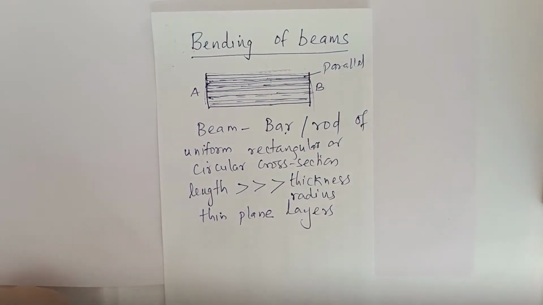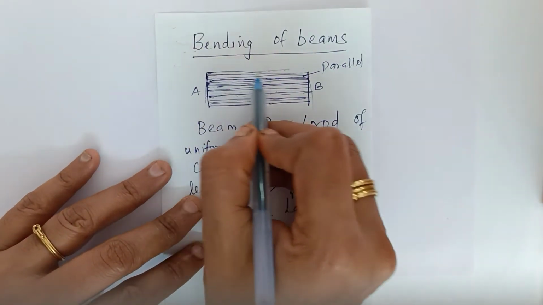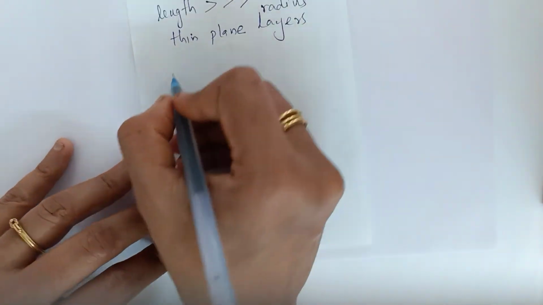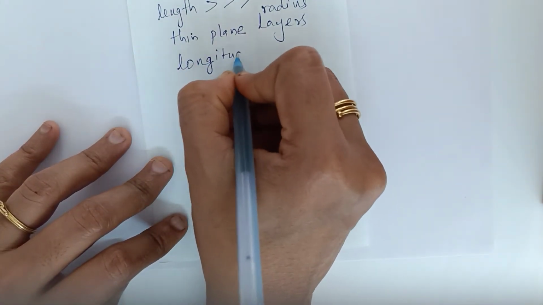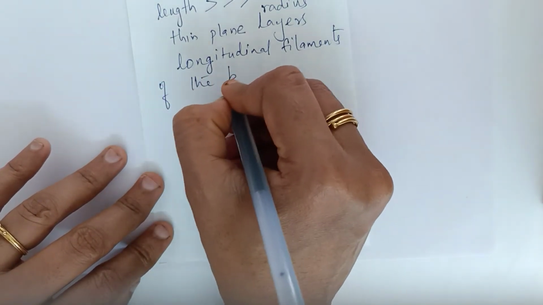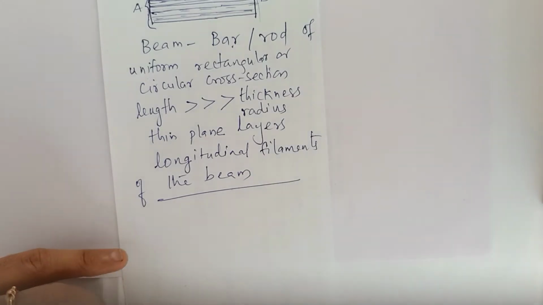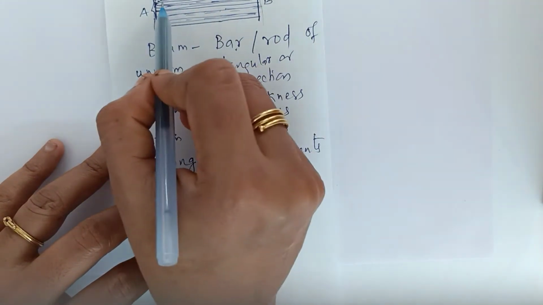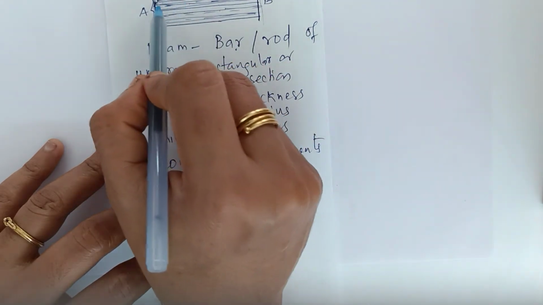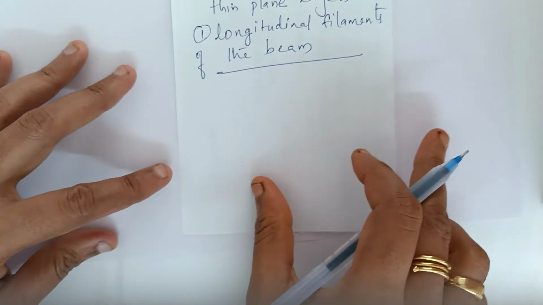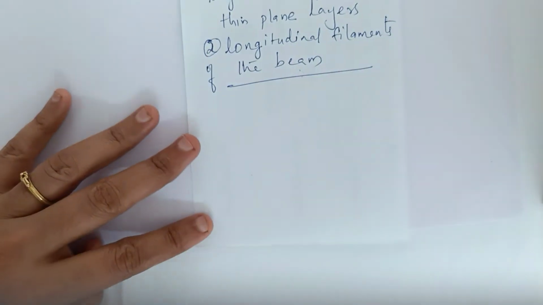Such a collection of thin fibers or layers parallel to its length, this is the length and this is the thickness, is known as the longitudinal filaments of the beam. Longitudinal is the word that is related with length. So in a beam there are many parallel layers in contact with each other, and these thin parallel layers are known as longitudinal filaments of the beam. So we have studied what a beam is and what a longitudinal filament is.